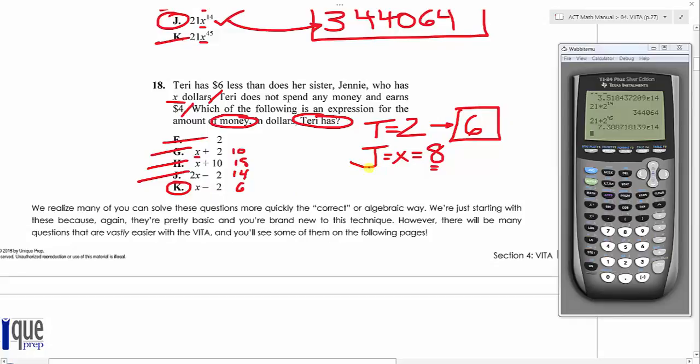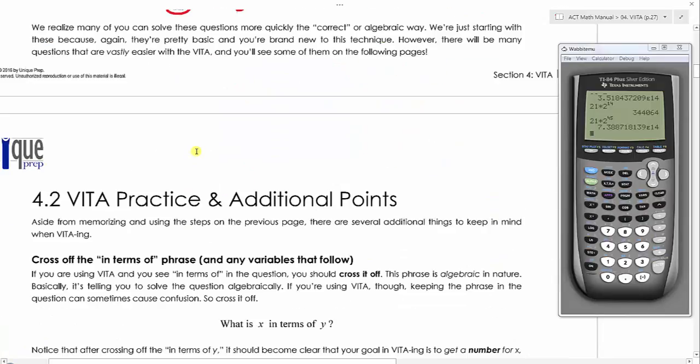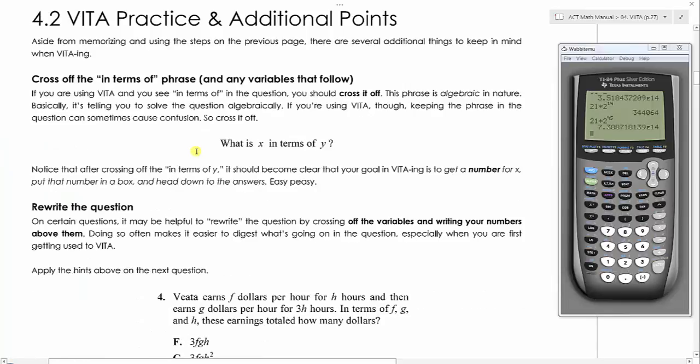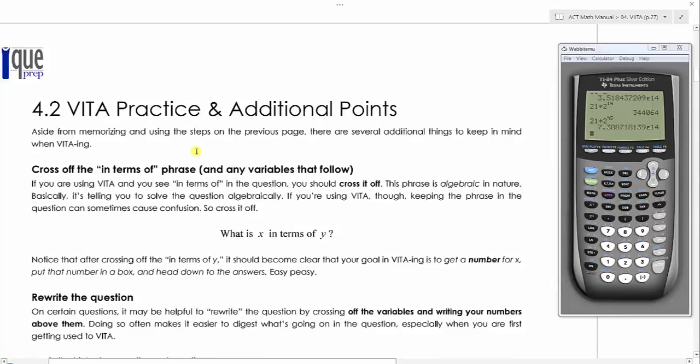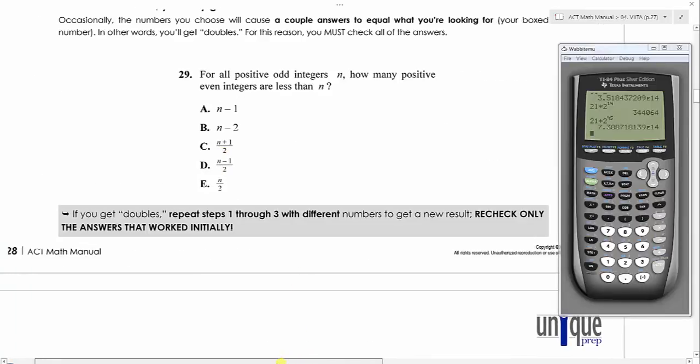I will say one more time, it is very possible that you would find number 18 to be fairly simple algebraically, and if that is true for you, that's fine. You could do that question algebraically. It's a number 18, so it's still among the relatively easy questions. We are doing these questions right now just so we can get our feet wet with the VITA technique on some easier questions. Now, there's a bunch of other notes that we need to know about this technique, a little bit of deeper information on the technique.